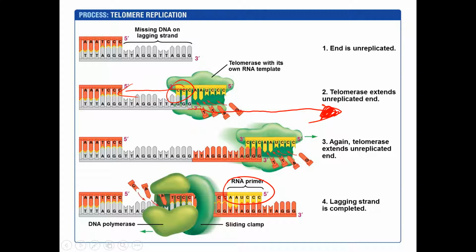So these telomeres allow for the elongation of the chromosomal DNA so that these missing regions can be replicated.